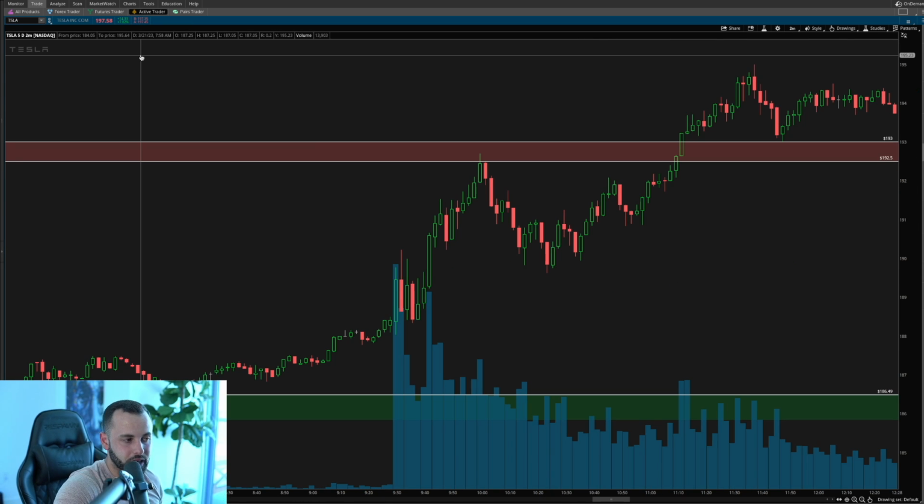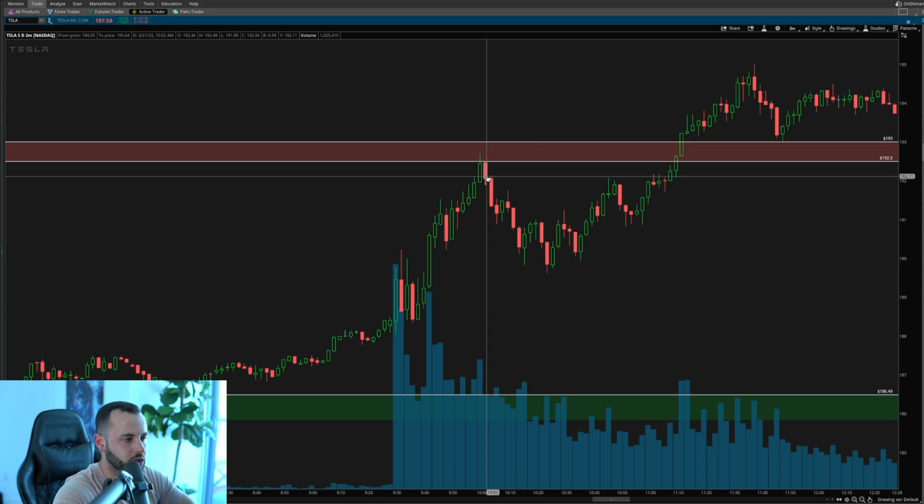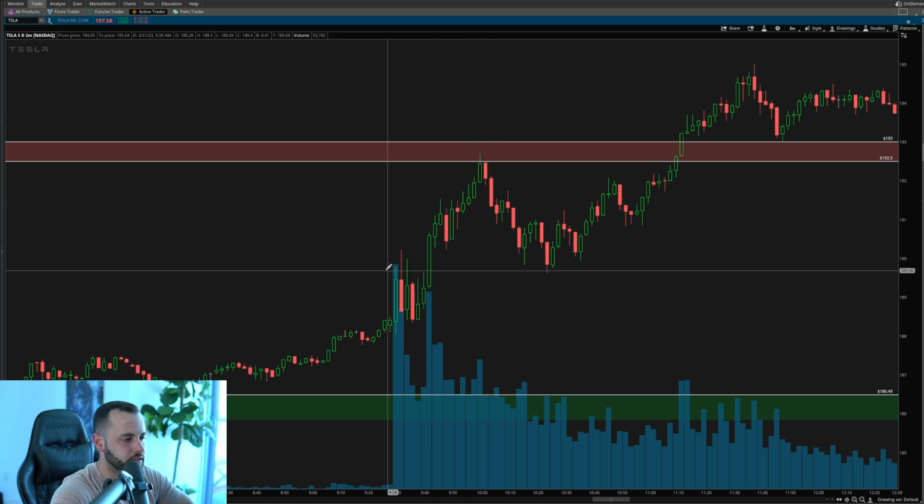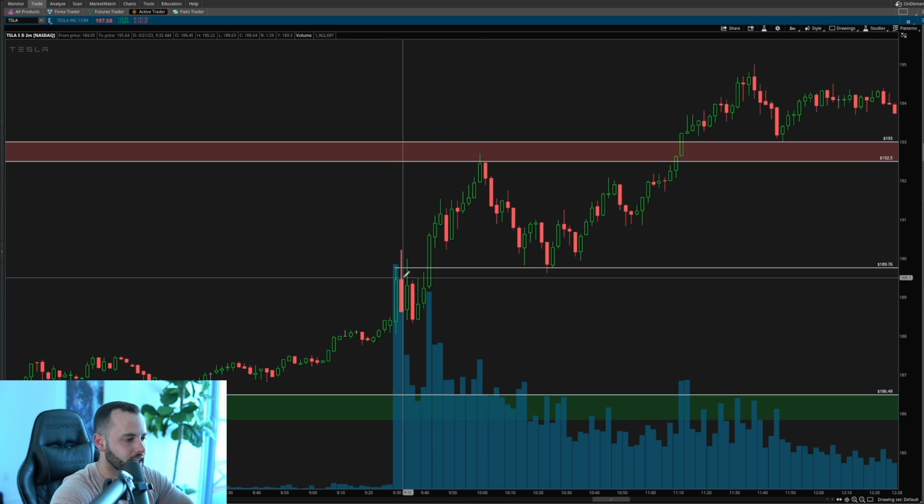So here's the intraday price action on Tesla. This is the 2-minute chart. You can see we got that rejection candle right around that 10 o'clock time. This is where I was entering my position, and my profit target was back to these wick highs. I knew that Tesla could potentially hold this 190 level.